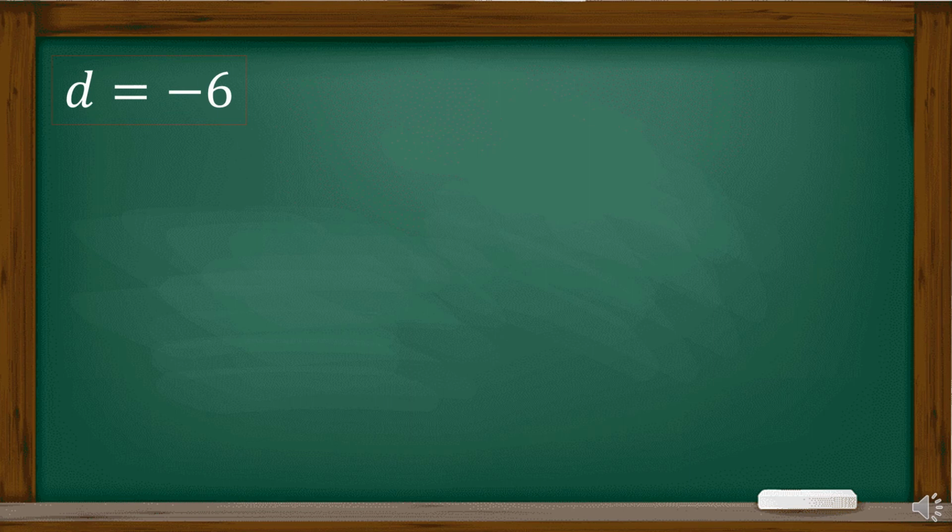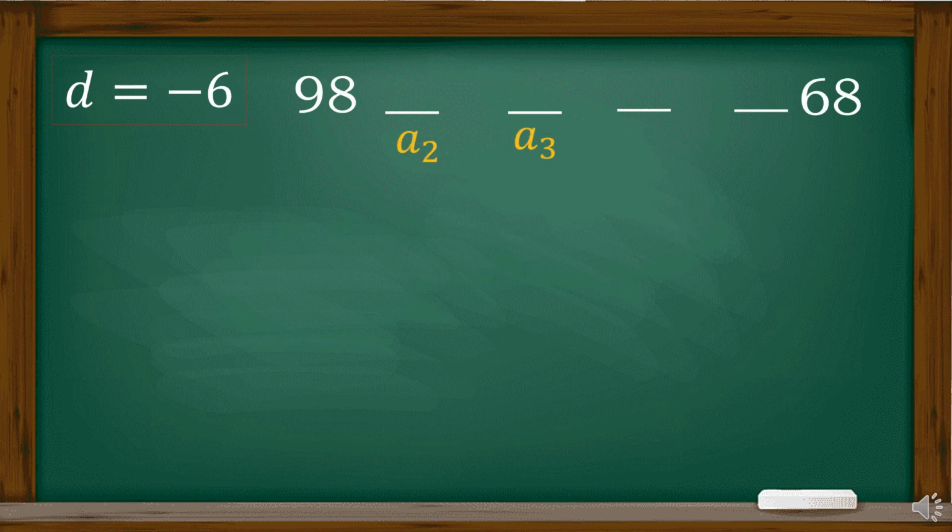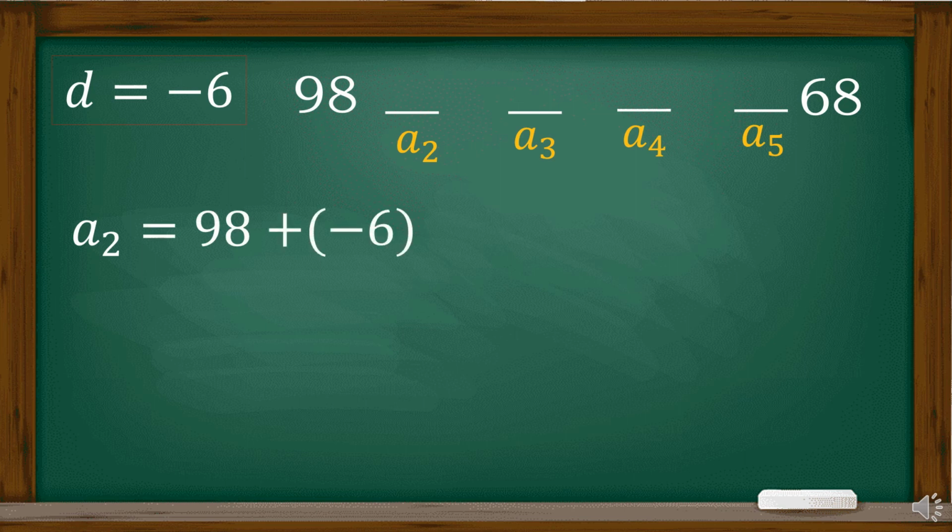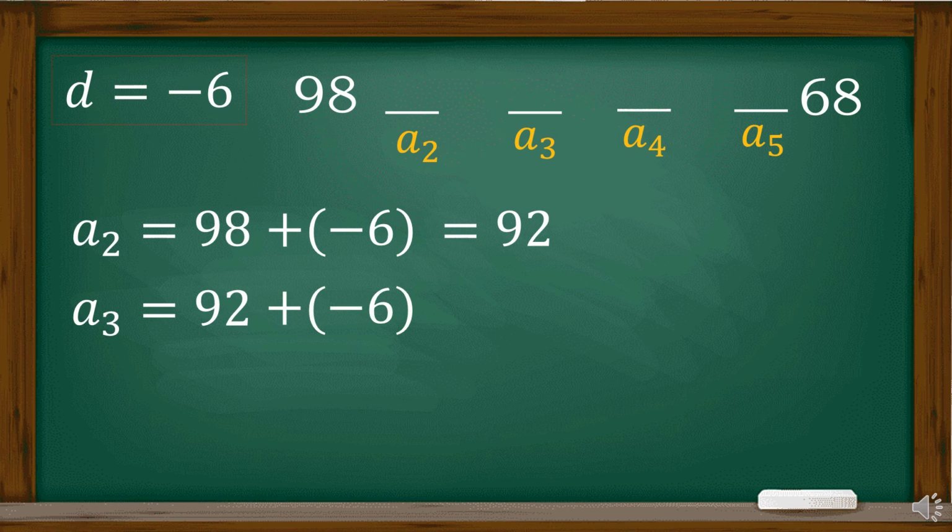We can now solve for the 4 arithmetic means between 98 and 68, which are a sub 2, a sub 3, a sub 4, and a sub 5. Let's start with a sub 2. We will add the first term and the common difference negative 6, and that is equal to 92. For the third term, we will add the second term 92 and the common difference negative 6, and that is equal to 86.